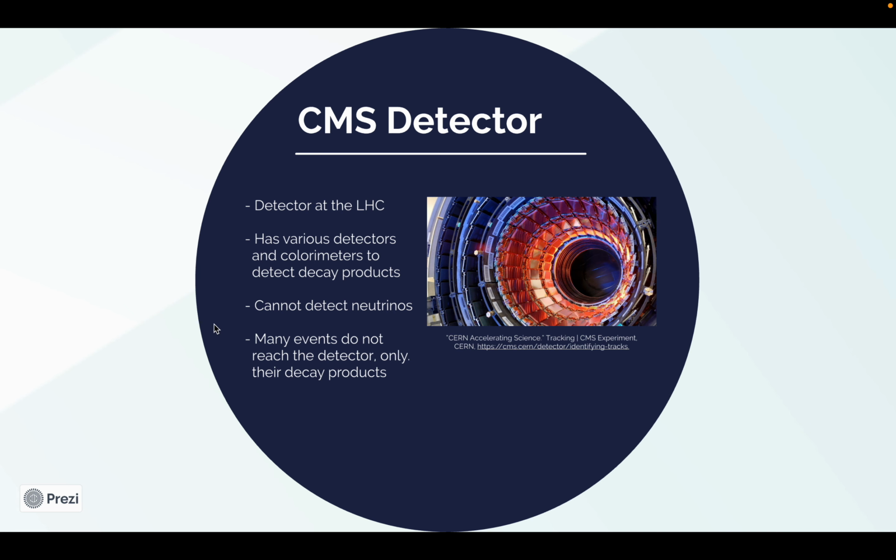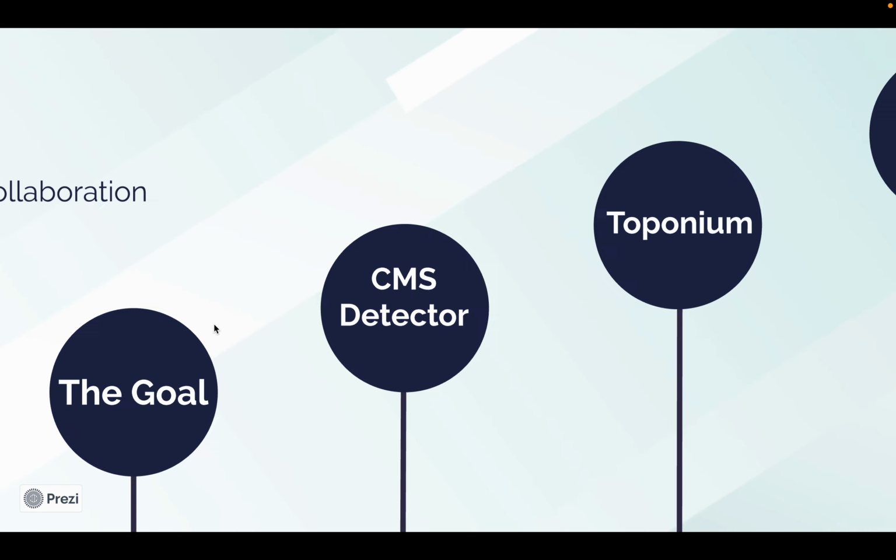And thus, we need to develop techniques of being able to imply the existence of these neutrinos from other data so that we can actually reconstruct the top and anti-top quark events to look for toponium. And we use neural networks for that.